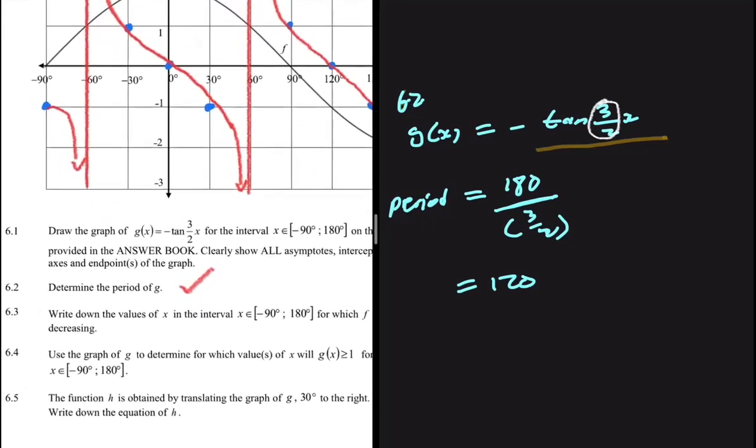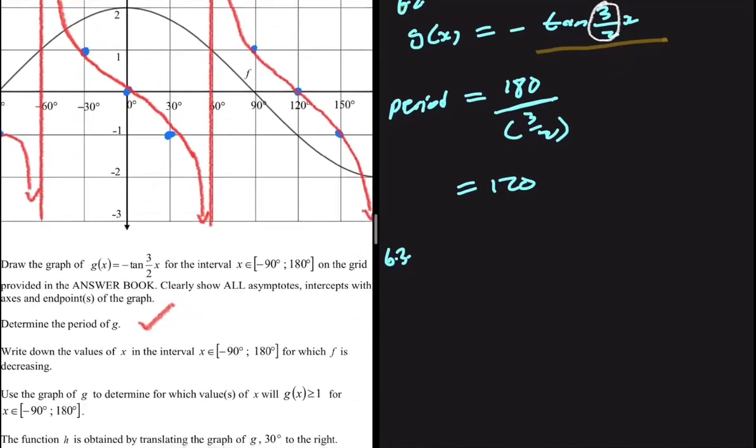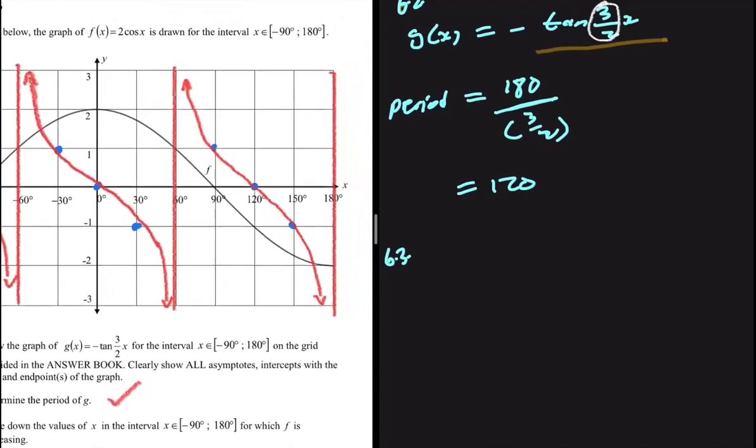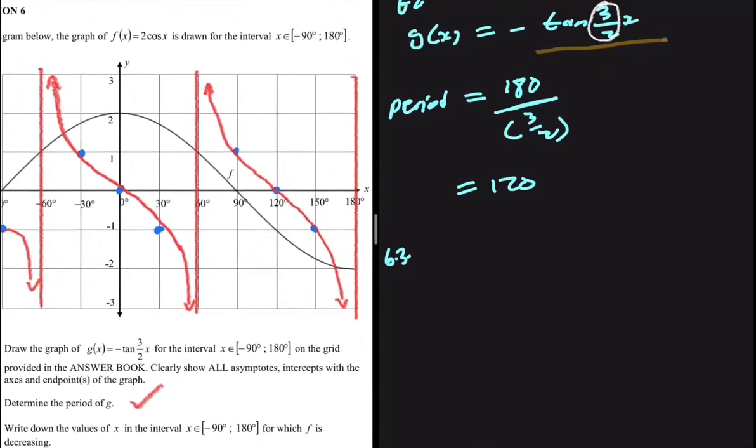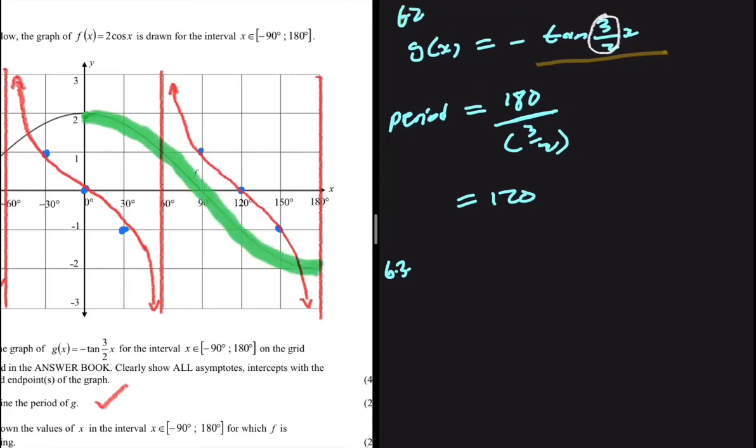Let's look at 6.3. Write down the values of x in the interval minus 90 to 180 degrees for which f is decreasing. Right, let's go to our function. So at this point, it is actually quite easy to answer this question. Our graph f of x starts decreasing up to this point where it actually starts increasing again. So what are we saying? We're saying that when x is between 0 degrees and 180 degrees, our graph f of x is actually decreasing.